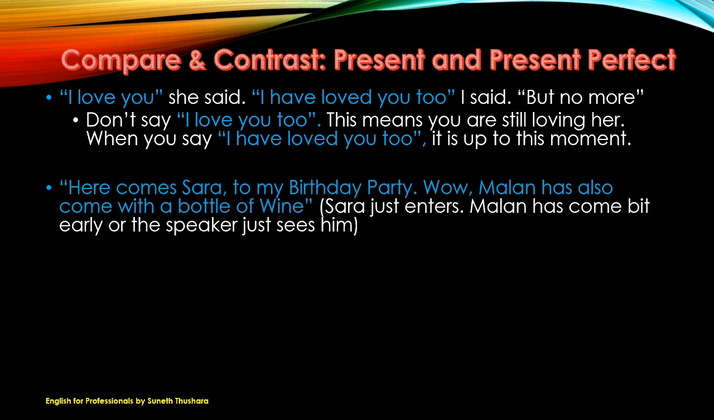This example, here comes Sarah to my birthday party. Wow, Marlon has also come with a bottle of wine. Look now, two verb forms are used. Simple present and present perfect. Okay. When you say here comes Sarah, Sarah just arrives. You see Sarah. Here comes Sarah to my birthday party. Wow, Marlon has also come with a bottle of wine. But that means Marlon has come, and there can be two meanings.